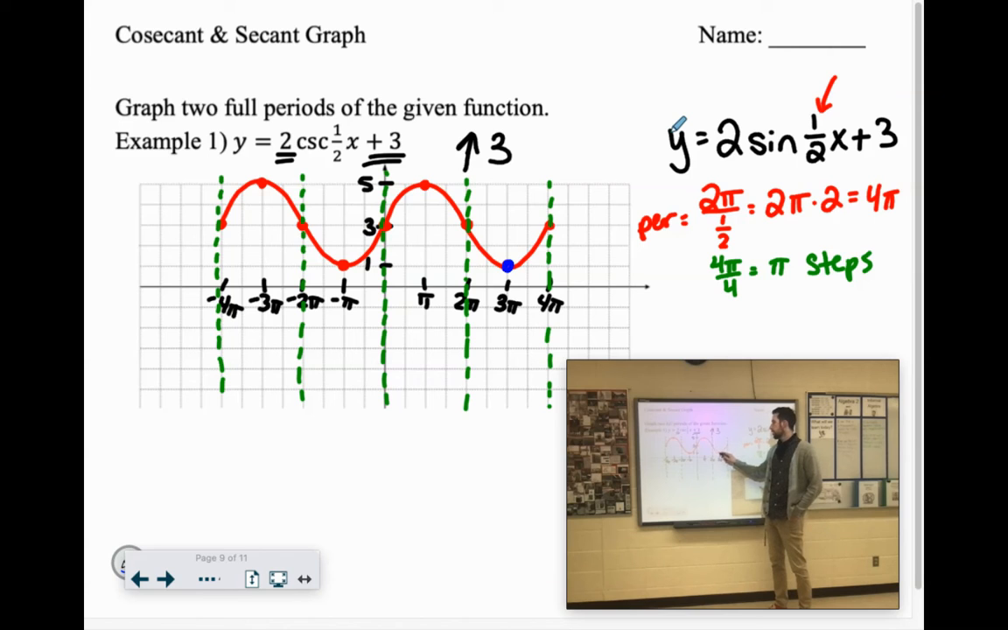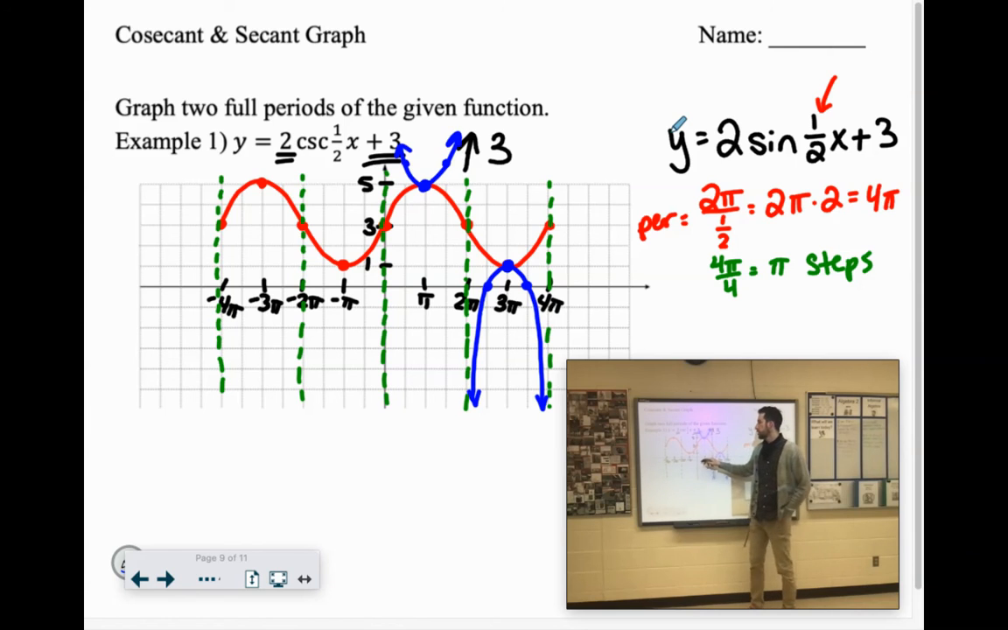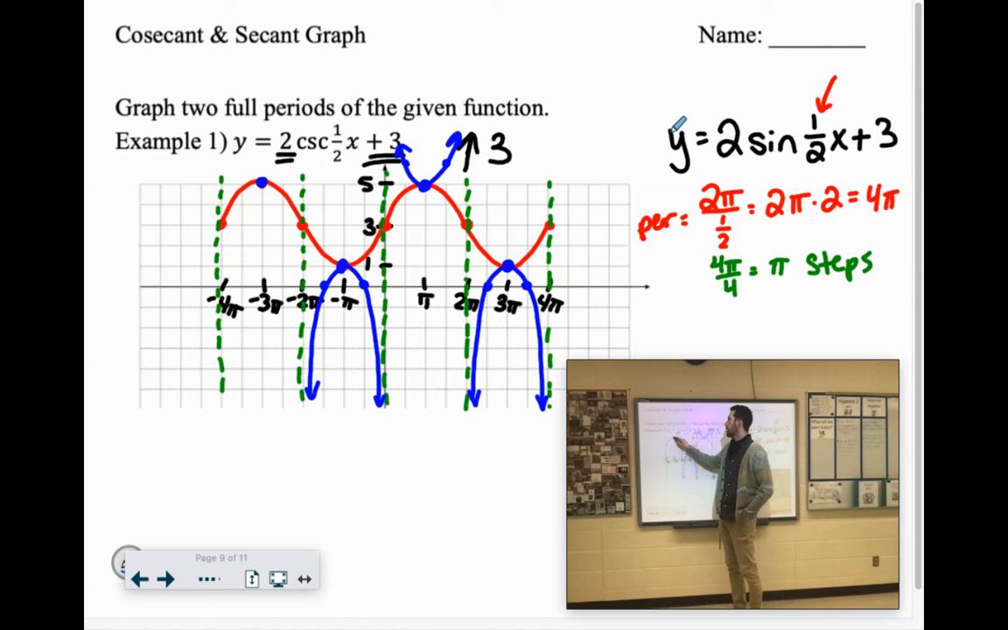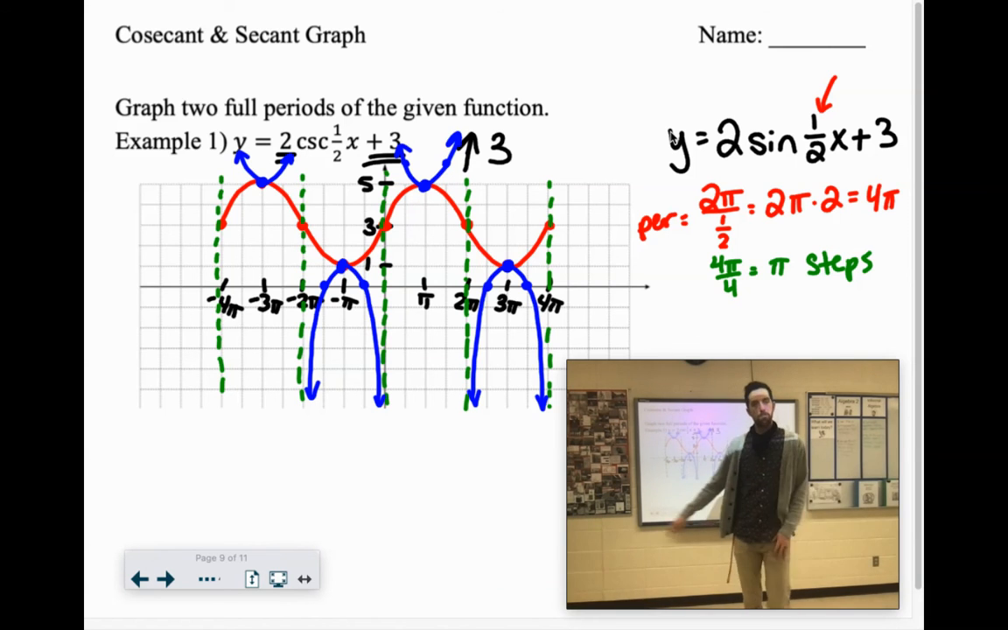At 3 pi, we're at 1. But remember, we're going to have a parabola going off of that. So it'll go down towards the floor. Now at pi, we're up here at 5. And then it would go off the graph vertically. But we can kind of imagine how that would look. At negative pi, it's going to go down from there. And at negative 3 pi, we're maxed out, so it'll curl up from there. There we go. That wasn't so bad at all, was it?